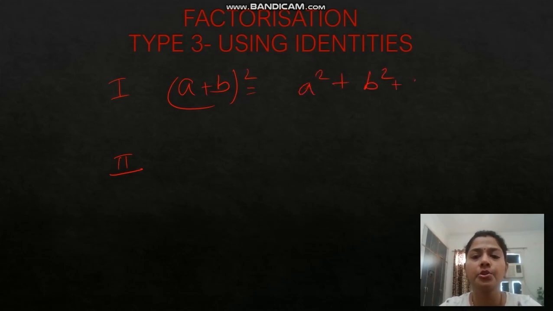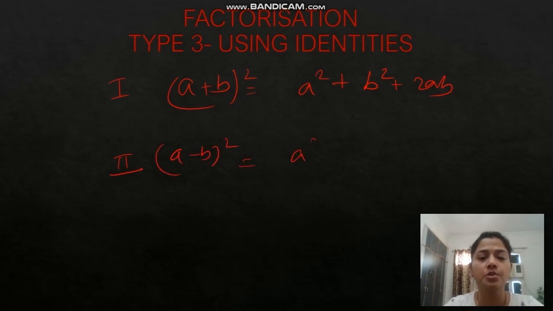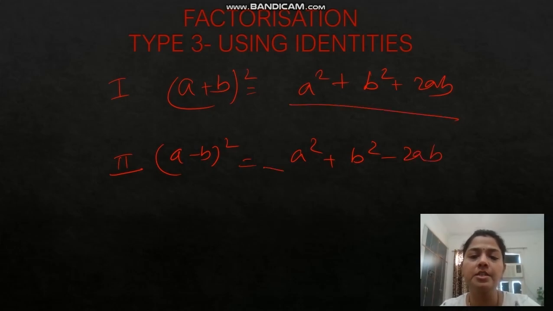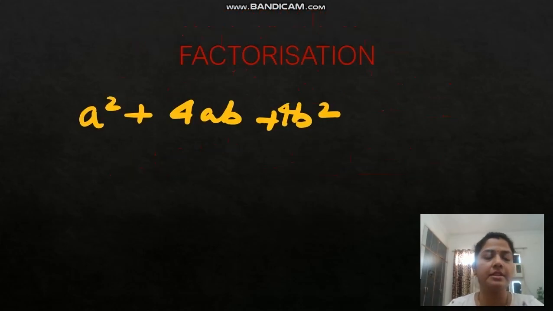So we have three identities: identity 1, identity 2 and identity 3. First we will learn about identity 1 and identity 2 factorization. It is nothing but A plus B whole square is nothing but A square plus B square plus 2AB, and A minus B square is equal to A square plus B square minus 2AB. Now by using these two identities we have to do factorization. Okay, now how? Let us understand by using a polynomial.